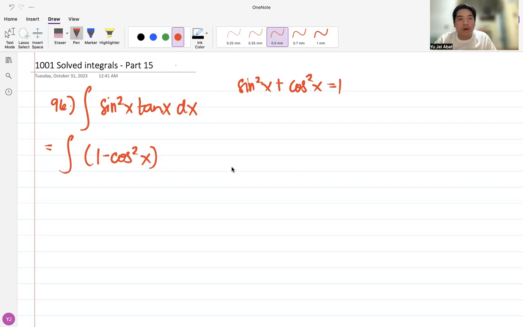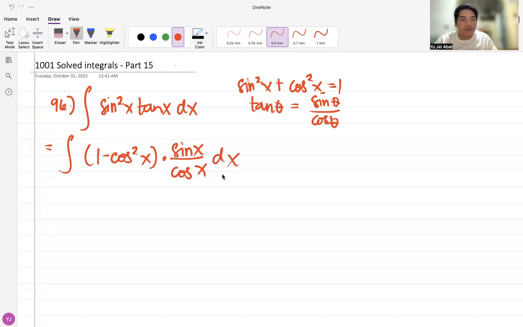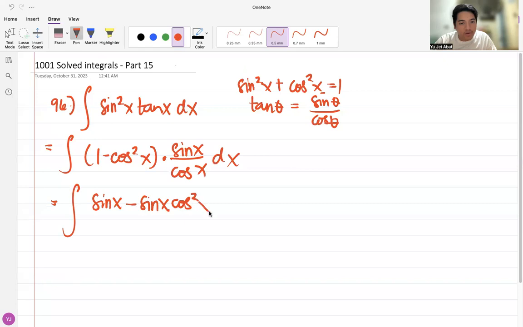Then for the tangent theta, if you recall, that's sine theta all over cosine theta. So that's the identity that we're going to use. So we have sine of x all over cosine of x dx here. So we just multiply it. So we have sine of x minus sine of x cosine squared of x, all over cosine of x, and we have dx.